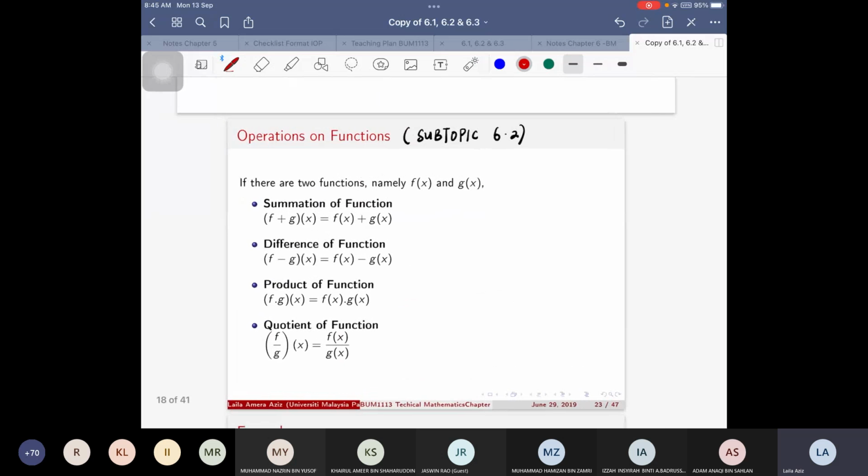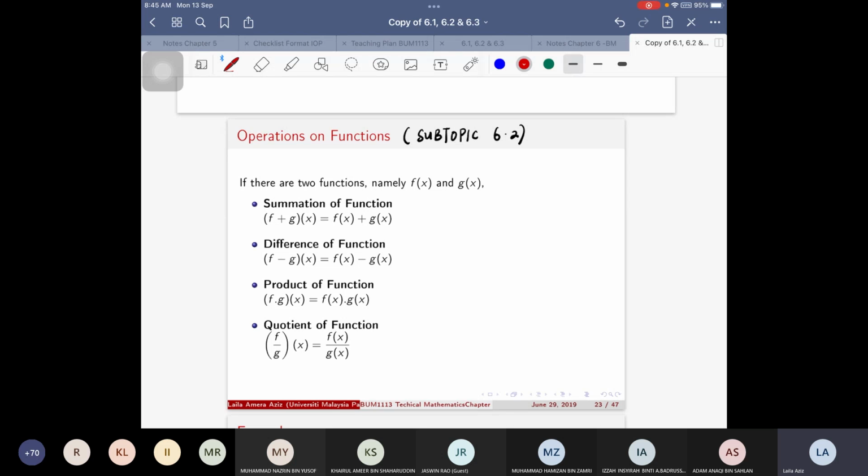Okay, and then let's proceed to topic 6.2. Tu ada saja introduction. 6.1 settle. So 6.1 you hanya tahu macam mana consider as a function. So dia kena ada satu output saja. And then what is the domain and range? Tu adalah subtopik untuk introduction.